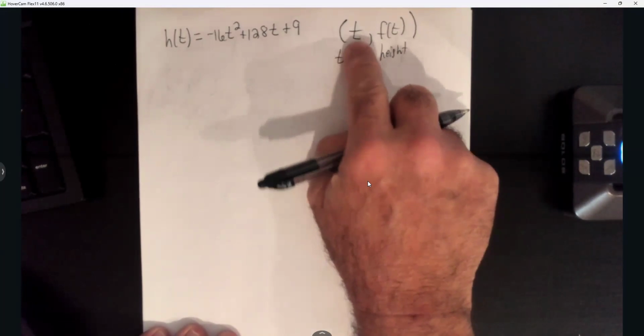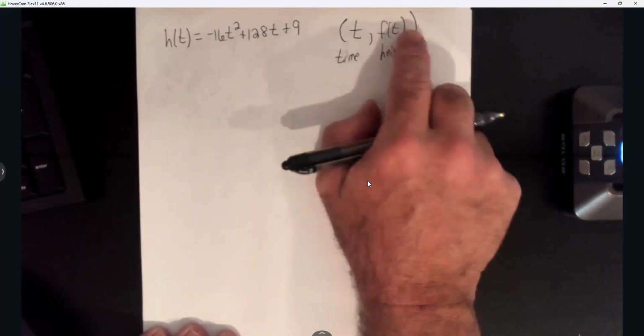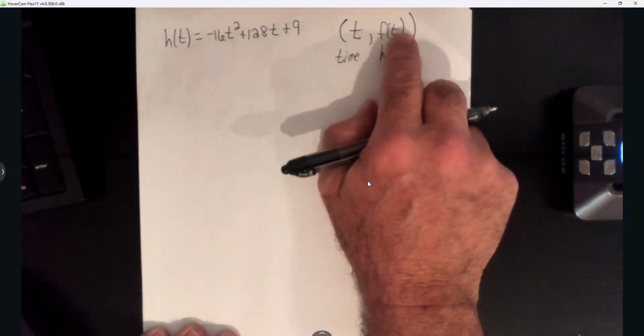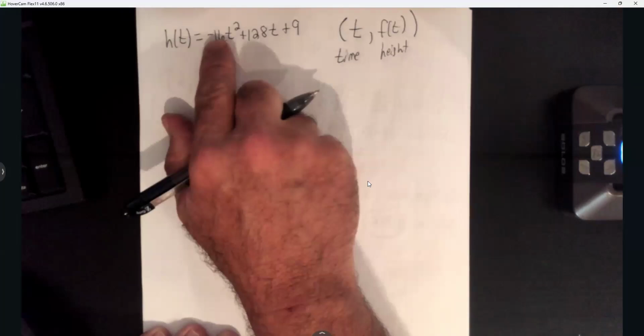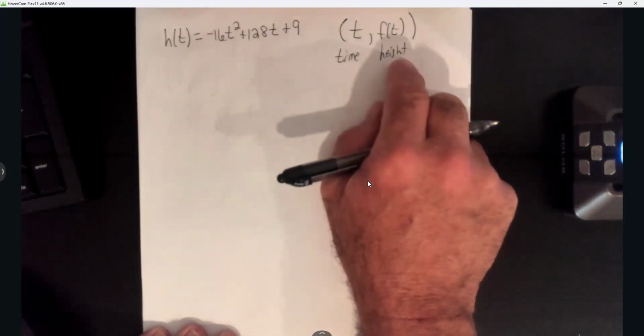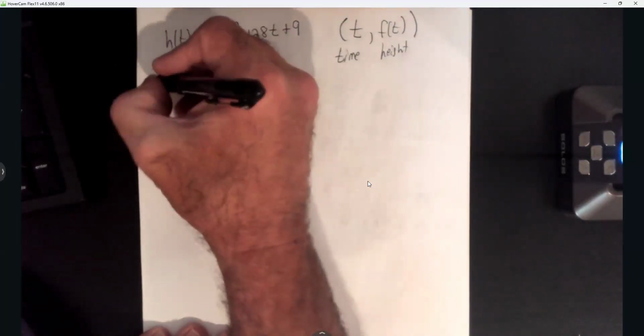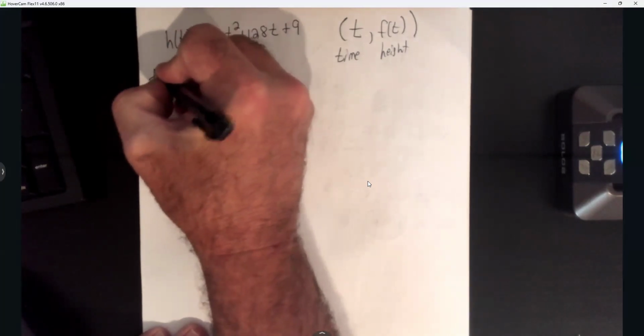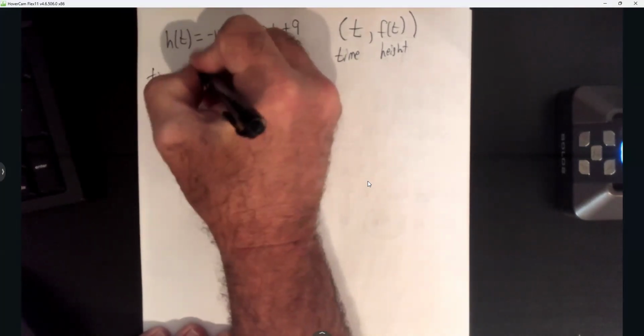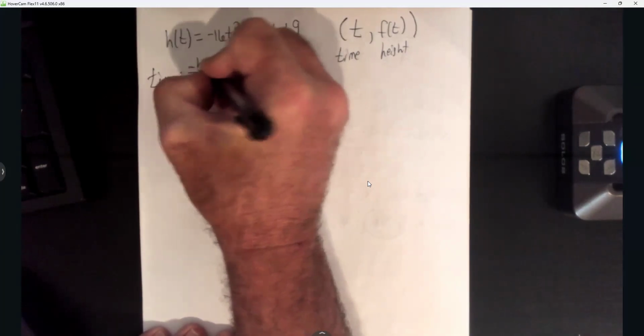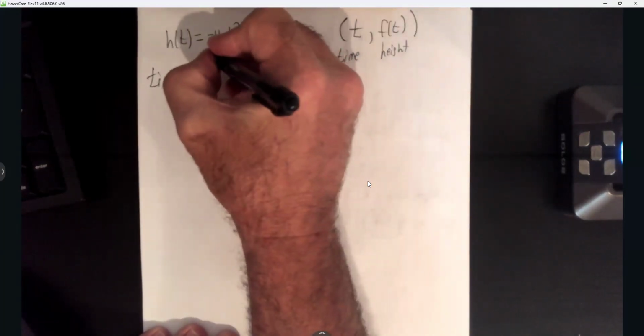Okay? So the x value, or the t, gives you how long, and then the f of t, putting in the values here, will give me the height. So the time is going to be -b over 2a. So y'all, let's figure out what we got.